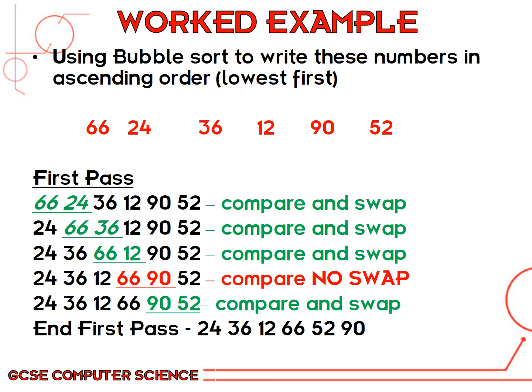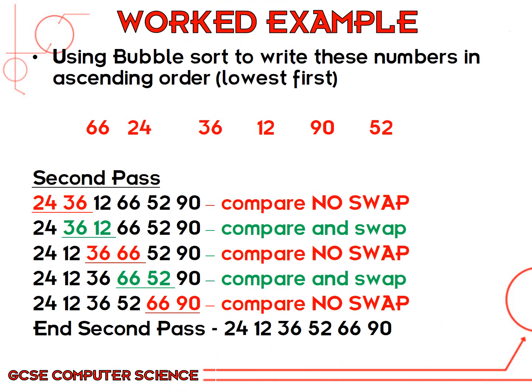Then it's a good idea to write what the numbers are like at the end of the first pass. By actually writing end of first pass, you're likely to get the mark for showing that you understand how the algorithm works. So once you've done that first pass, you're best writing out the numbers in the new format, so the order that they're now in. Then we start the algorithm again.